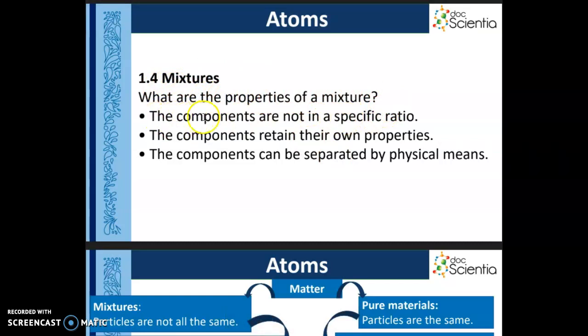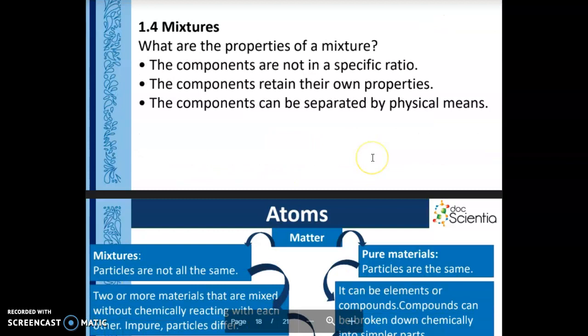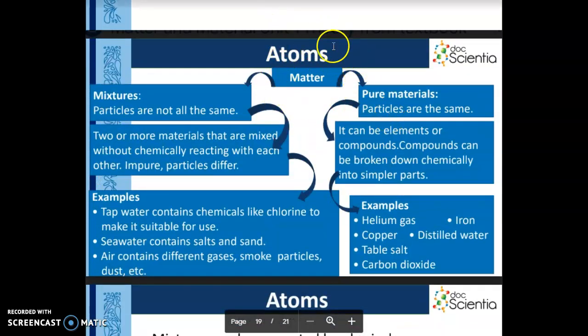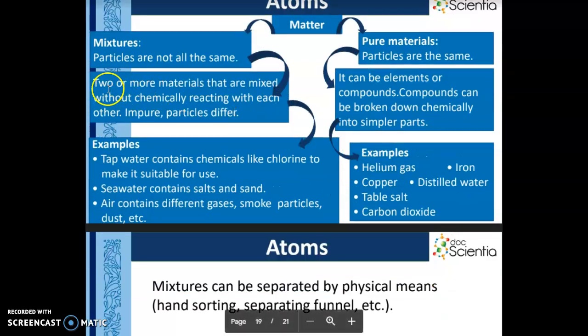Mixtures. What are the properties of a mixture? In a mixture, the components are not in a specific ratio. The components retain their own properties, and the components can be separated by any physical means. So, atoms are made out of matter, and matter can be a mixture or a pure material. Now, mixtures are particles that are not all the same, two or more materials that are mixed without chemically reacting to each other, like they are impure.